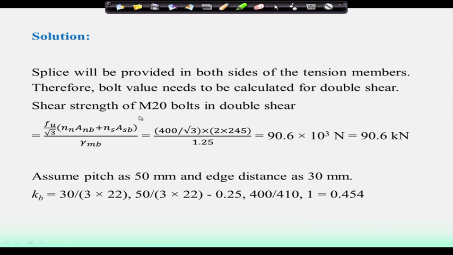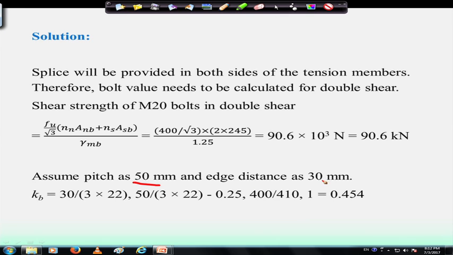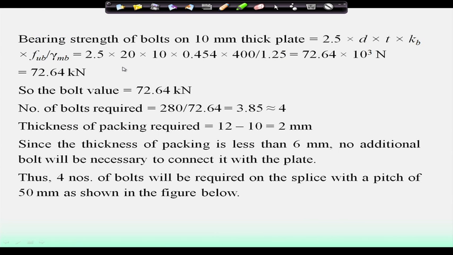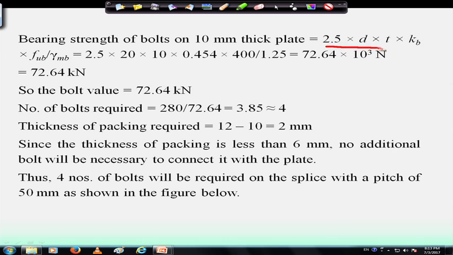In short, first what we did, we have found the shear strength of the bolt, that we could find Fu by root 3 into Nn by Nb. Now, because of double shear we have multiplied 2, and then we could find out the shear strength as 90.6 kilonewton. And if we assume certain pitch and edge distance, then based on that we can find out the Kb value. So, once we find Kb value as 0.454, we can find out the design strength due to bearing. So, bearing strength of bolt on 10 mm thick plate we can find out, that is 2.5 kb dt into FUB by gamma mb, and if I put those values I can find out bearing strength as 72.64 kilonewton.